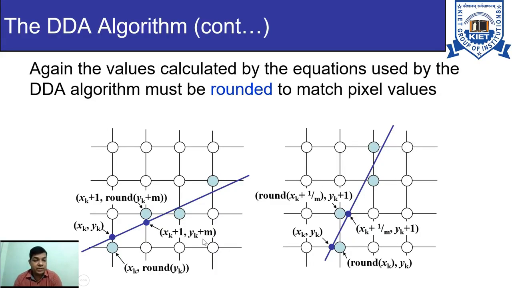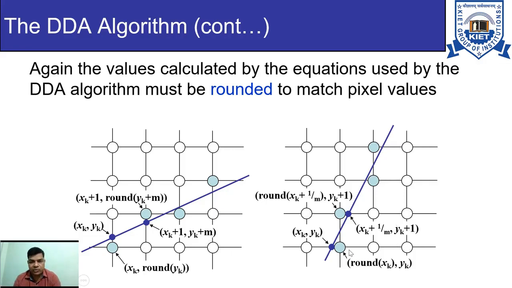So these are the two figures. In this case you can see that in the first figure we are simply incrementing the value of x. That means if the initial value is xk, the next value is xk+1. And what about y? We are approximating the value of y, and the approximation formula is very simple. You have to add the slope of the line to the y values.